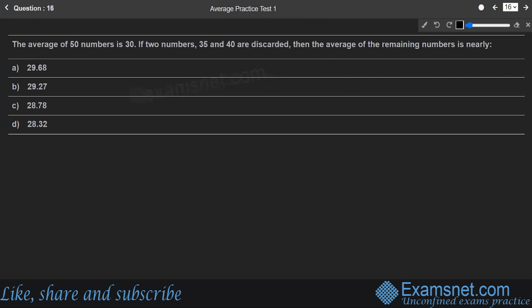Now, in the next one, he says the average of 50 numbers is 30. If two numbers, 35 and 45, are discarded, then the average of the remaining numbers is nearly what? In these types of questions, we try to find out the sum first. He says the average of 50 numbers is 30. We'll find out the sum of those 50 numbers.